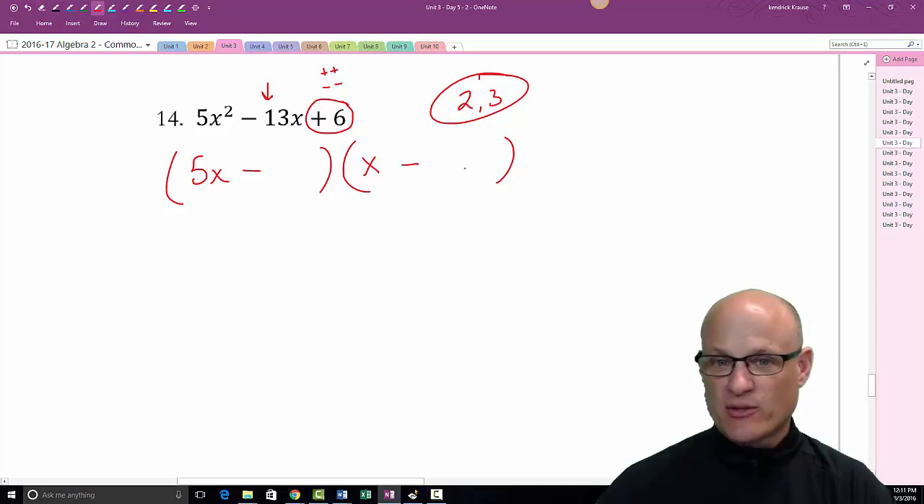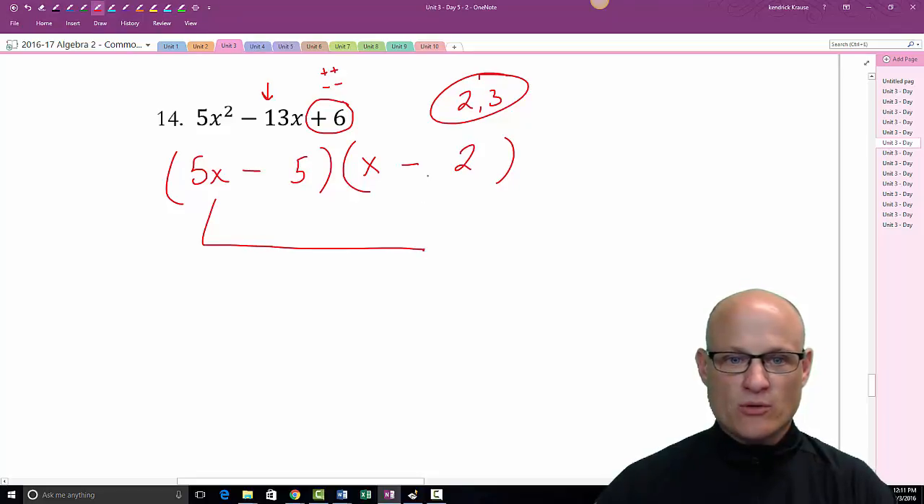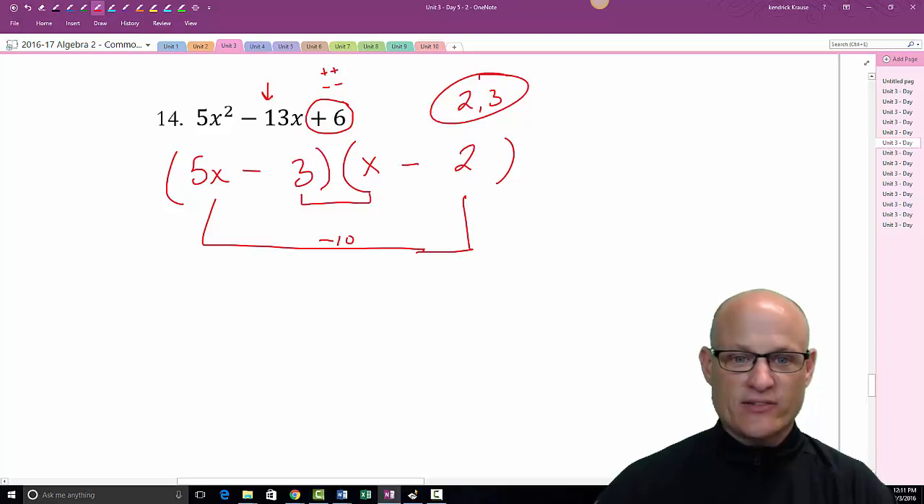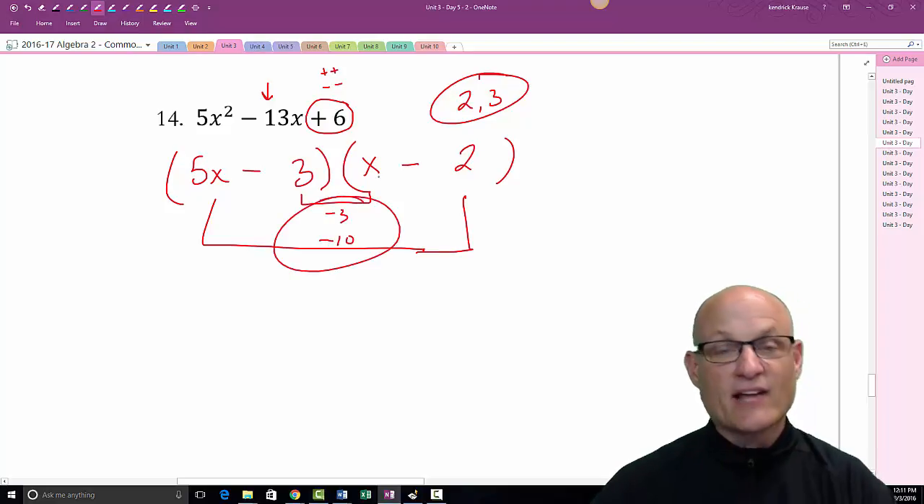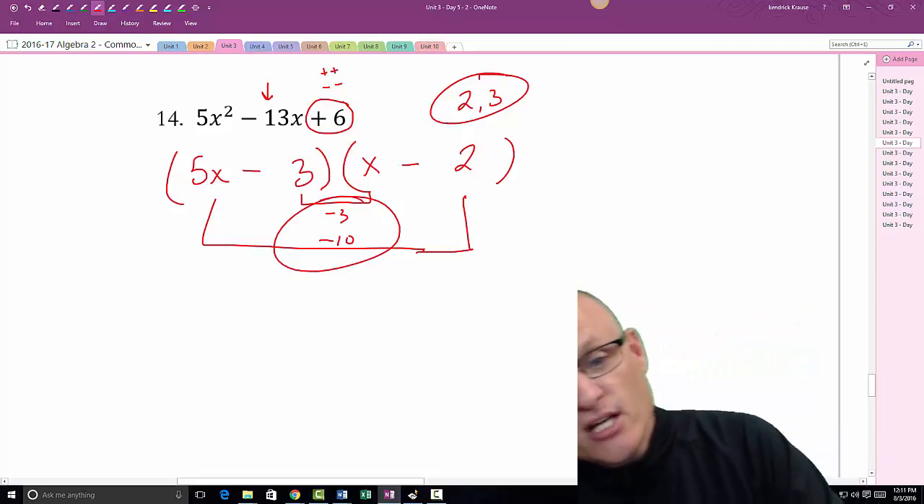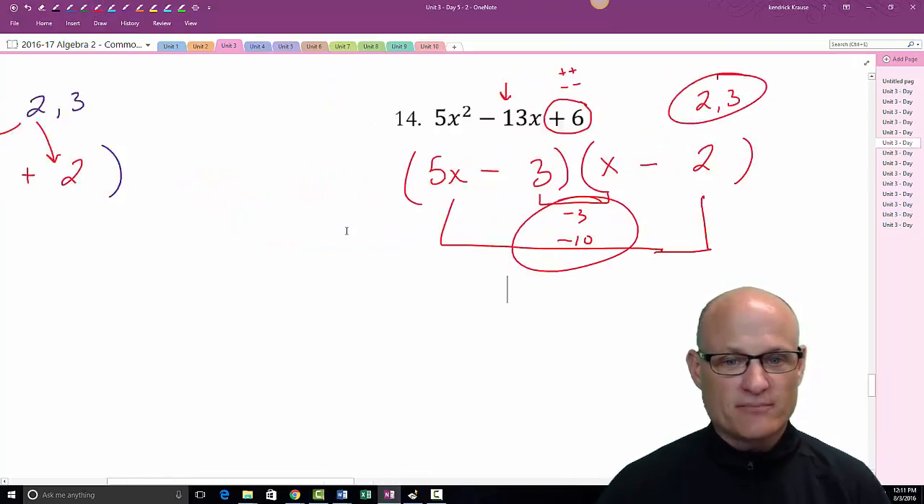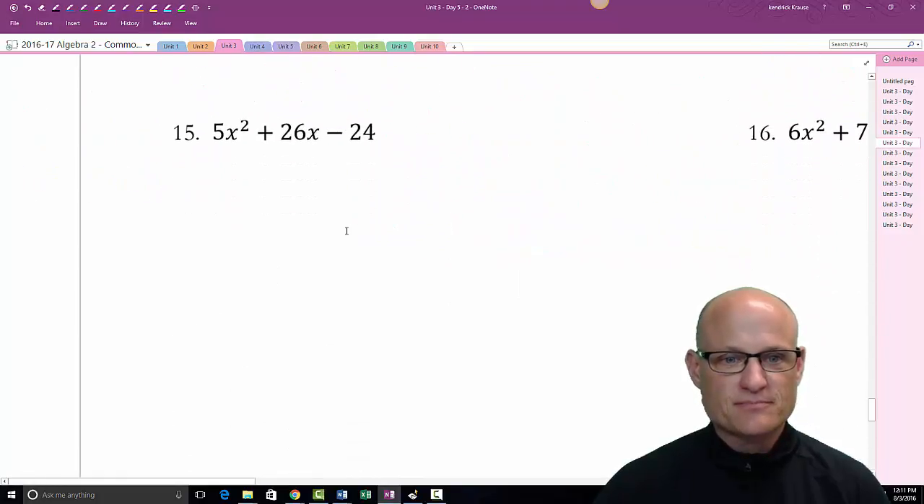But I think if we switch them, that'll work. 2 and 5. Or 2 and 3, not 5. 5 can't even go here. That's why I was bothered with that 3. So this is negative 10, and this is negative 3. And yes, those do add up to negative 13. So just make sure you're not making silly mistakes. Don't make silly mistakes. All right, keep going.